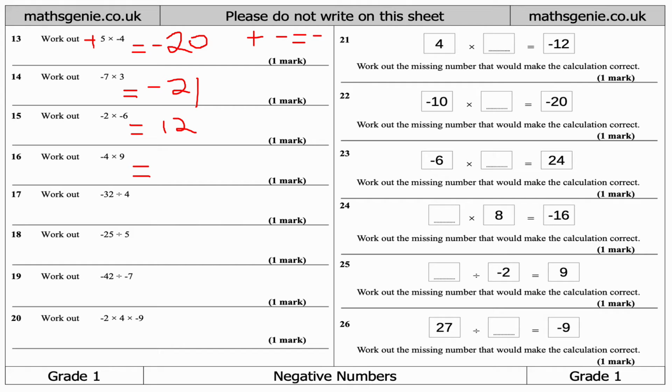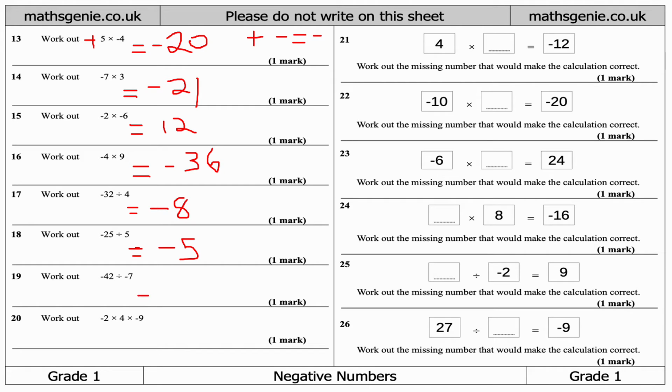Question 16. -4 times 9 is -36. A negative times a positive makes a negative. Question 17. Work out -32 divided by 4. A negative divided by a positive makes a negative. 32 divided by 4 is 8. Okay, question number 18. Work out -25 divided by 5. A negative divided by a positive makes a negative. Okay, 25 divided by 5 is 5.